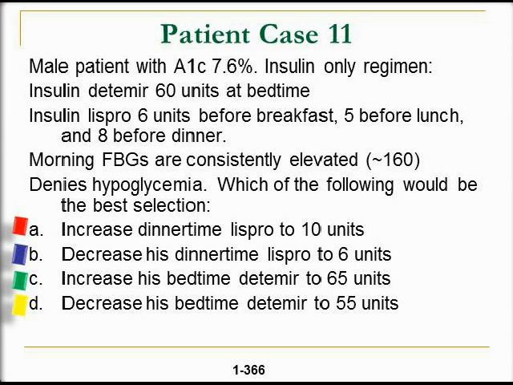They're on detemir, 60 units at bedtime. They're on a fixed dose of Lispro. They're not carb counting at this point. They're on a fixed dose of Lispro of 6 units before breakfast, 5 before lunch, 8 before dinner. The fasting sugars in the morning are elevated, averaging about 160. I'm not having any problems with hypoglycemia.